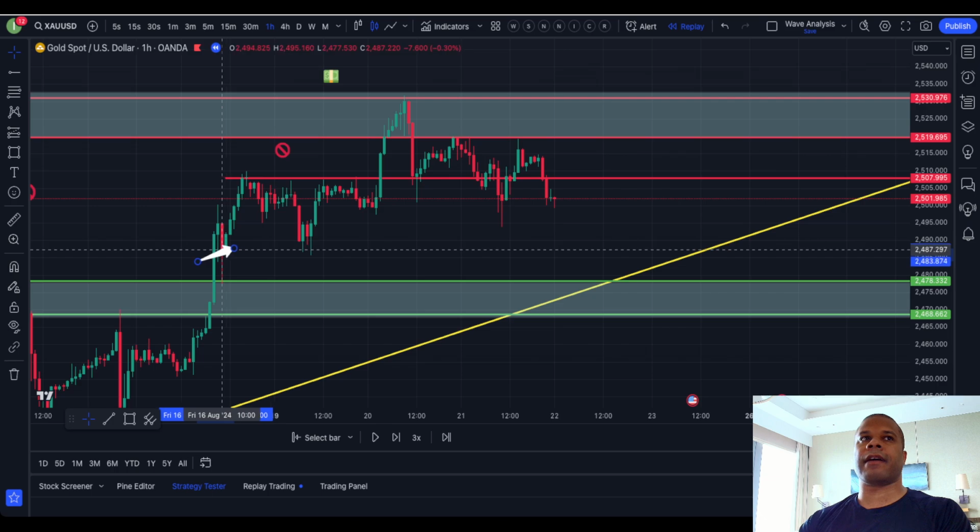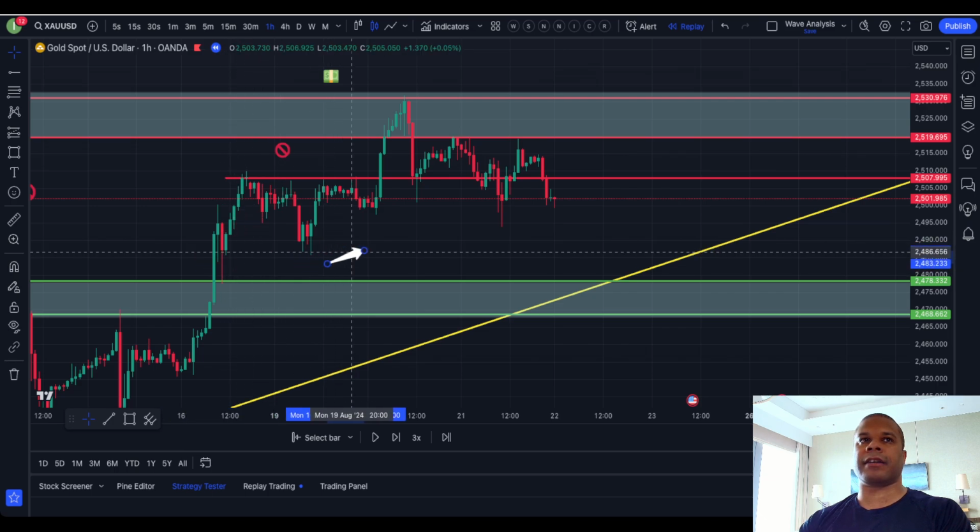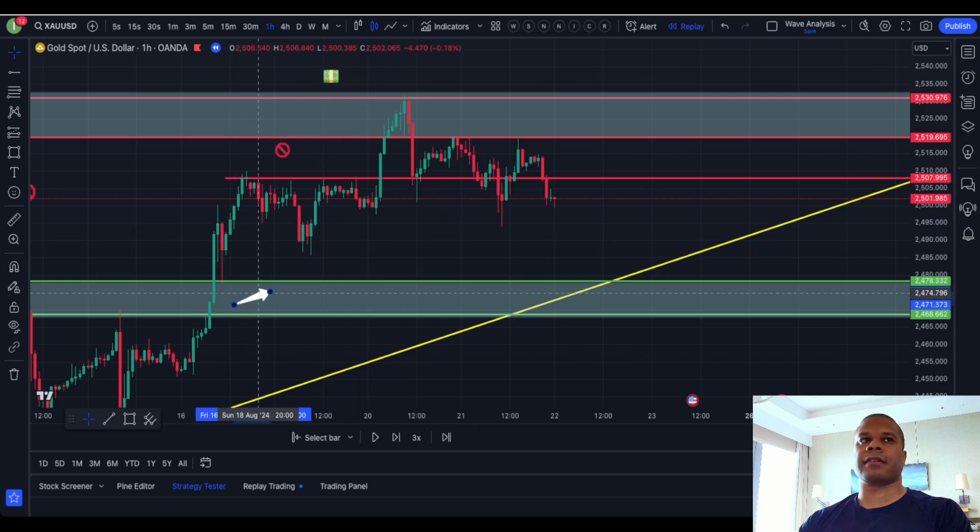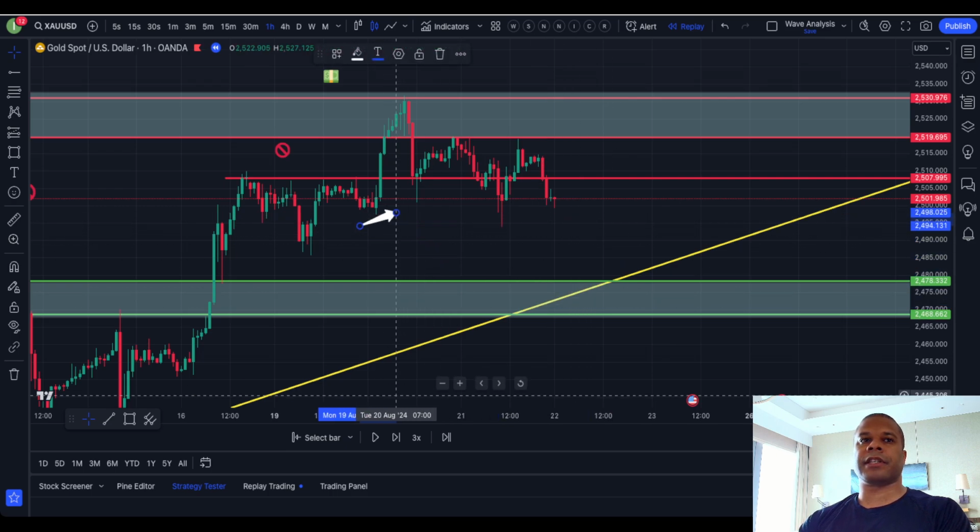And then the market wants to go down. I don't really see any reason for the market to reject here and then continue up. If it rejects going up, I think it would hit the trend, this zone first. So let's see what happens.